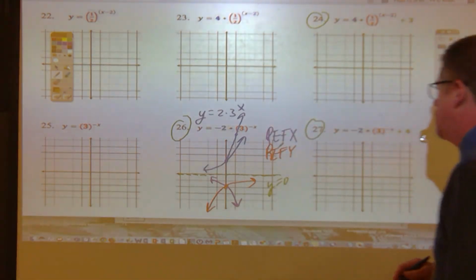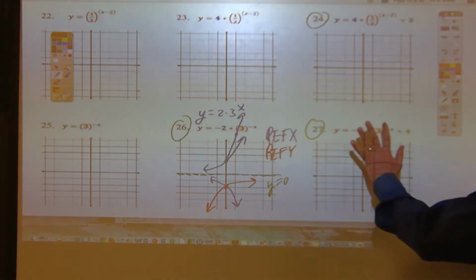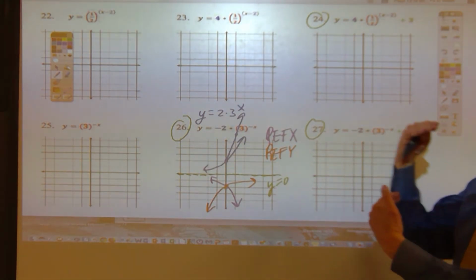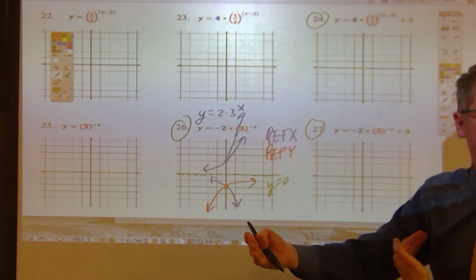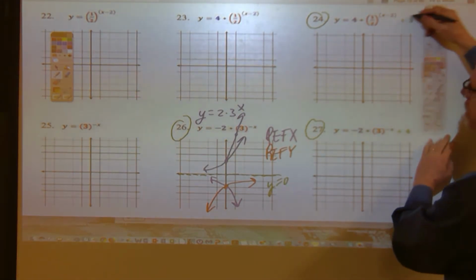All right, now the last one. The last one is super hard because there's 3 things happening. So that means we're going to have 2 intermediate steps, which happens only a couple of times on homework, but I want you to be ready for it. So here we go. The hardest one of the lesson.